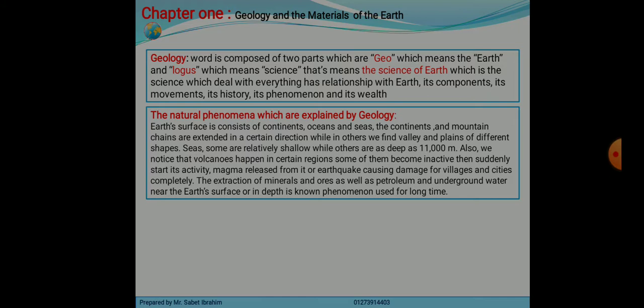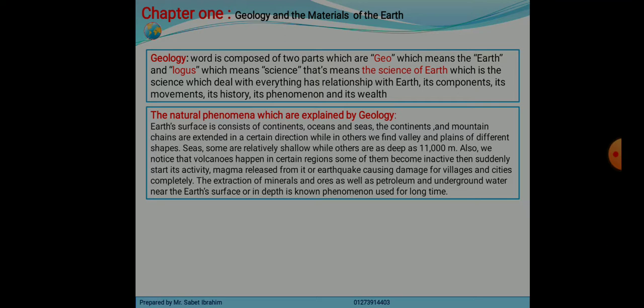The natural phenomena which are explained by geology: Earth's surface consists of continents, oceans, and seas. The continents and mountain chains extend in a certain direction, while in others we find valleys and plains of different shapes. Some seas are relatively shallow, while others are as deep as 11,000 meters.